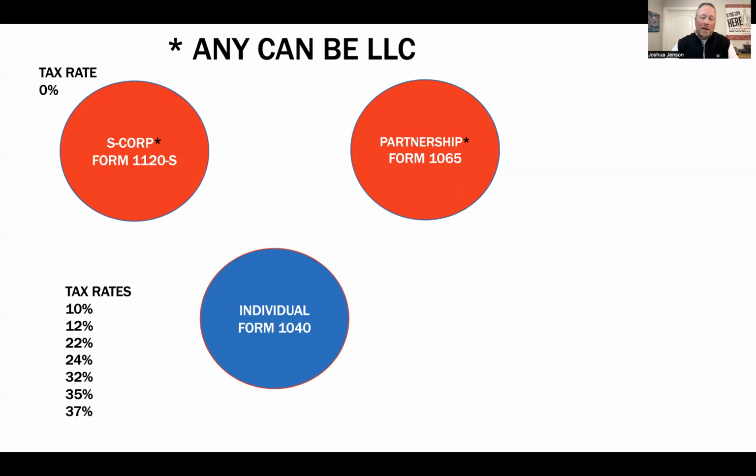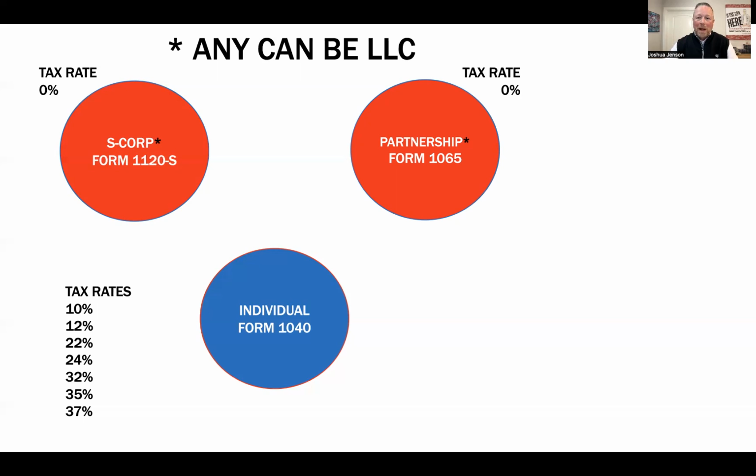Now, the one thing I want you to note is that either the S Corp or the partnership can be set up as an LLC, because an LLC is only your legal designation. You set up an LLC at the Secretary of State, wherever you are, but then you determine at the IRS level how you're going to be taxed. So an LLC can be an S Corp, a partnership. It could be a single member LLC that files a Schedule C, or it could be a C corporation.